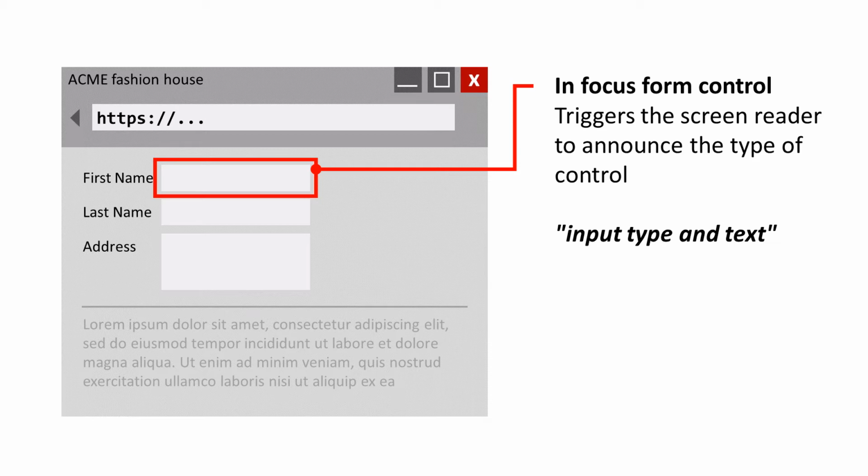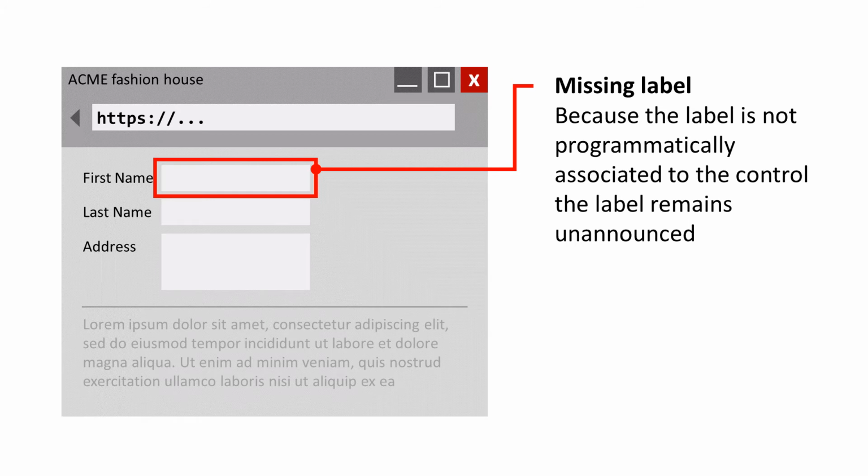The screen reader may announce input type in text. It's an input control and the type of input is text. The screen reader user is aware a control is there but not what data the control requires because the label hasn't been programmatically associated to the control. Because the label is not programmatically associated, the label remains unannounced, effectively hidden.